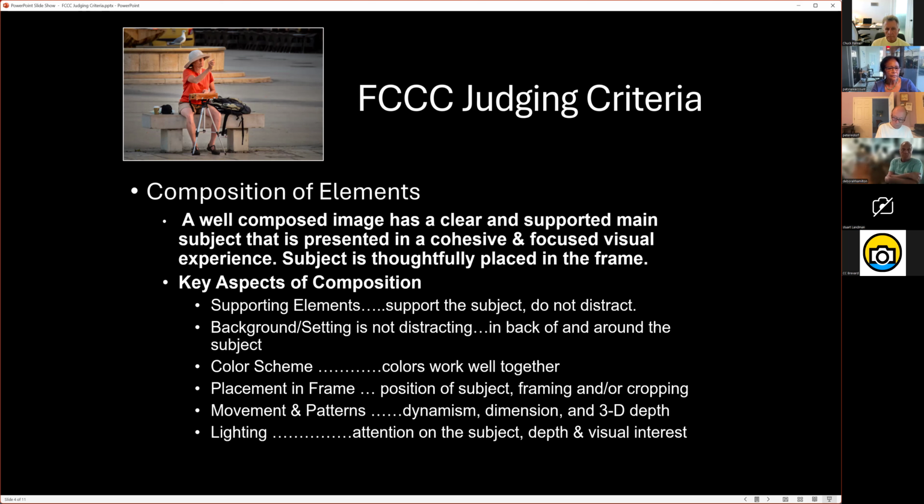Movement and patterns, dynamism, dimension, and 3D depth. Those are important. And the last of that is lighting, attention to the subject, depth, and visual interest.